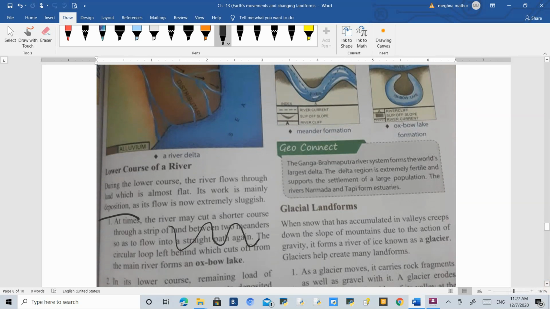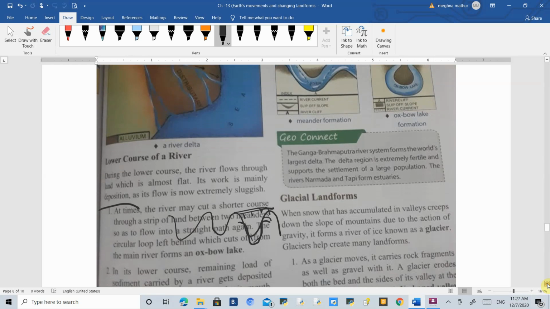When the river is flowing in meanders, and these meanders reach the plain area and the flow of the river becomes very less, then it starts to flow in a direct manner. Here sandbars are formed and this loop becomes separated from the meander, and this shape is called an oxbow lake, which you will see in the lower course of a river.